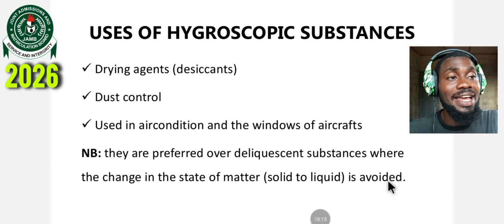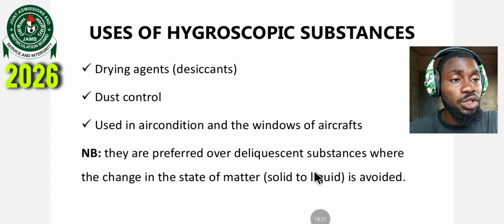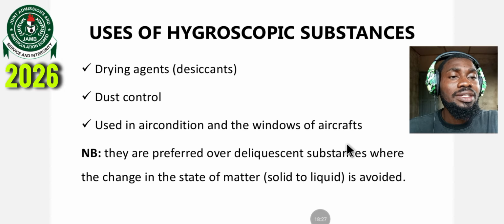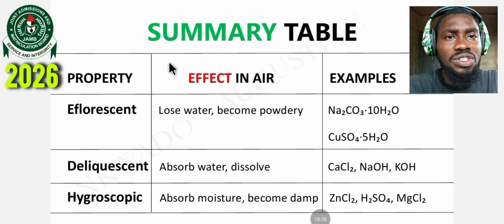So when we don't need liquid, like I earlier explained, when you don't need liquid in the area that you are using it to dry, when any amount of liquid is not tolerated, they are chosen over the deliquescent substance. Let's quickly look at a summary table of what we have just discussed.